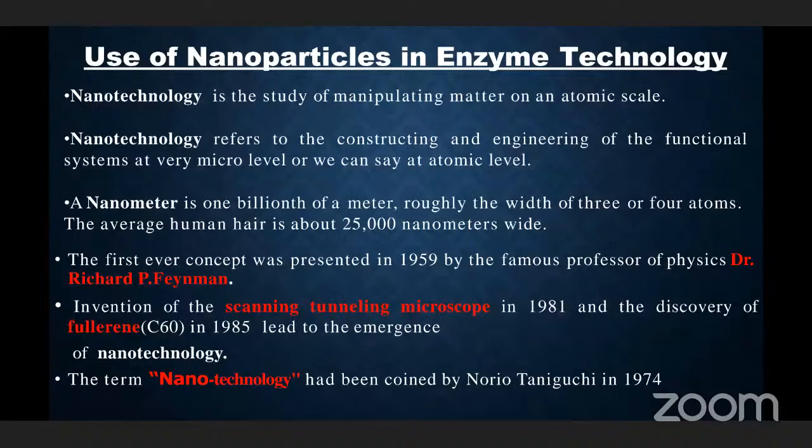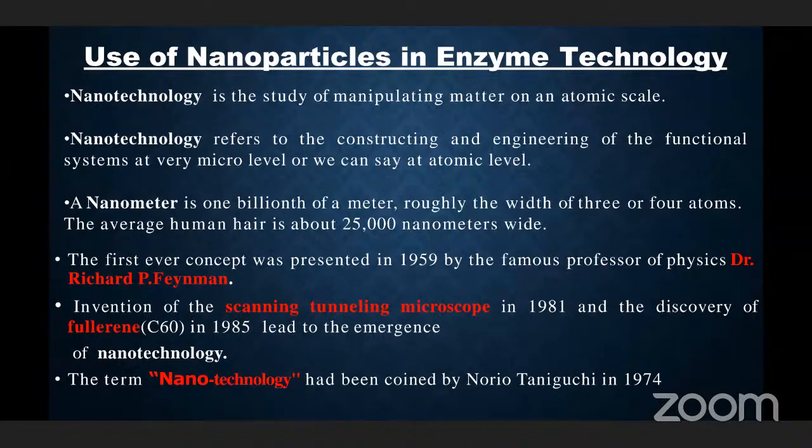Nanotechnology refers to constructing and engineering functional systems at the atomic level. A nanometer is one billionth of a meter, roughly the width of 3 or 4 atoms. An average human hair is 25,000 nanometers wide. So you can easily imagine what 1 nanometer looks like. Our hair width is 25,000 nanometers, so it is very, very minute.